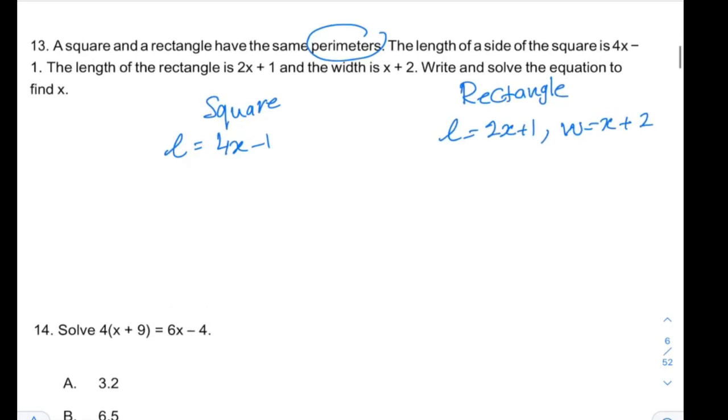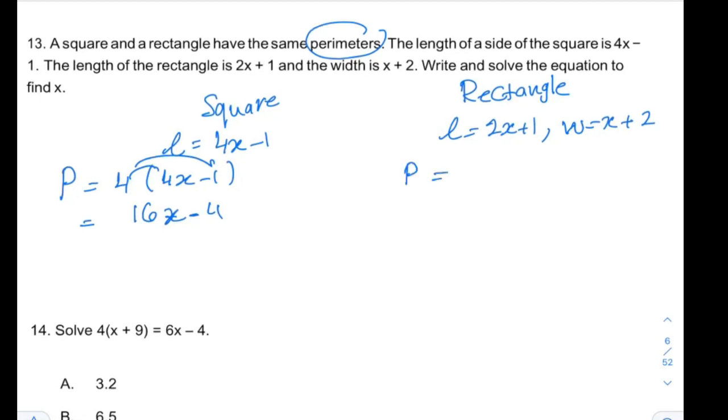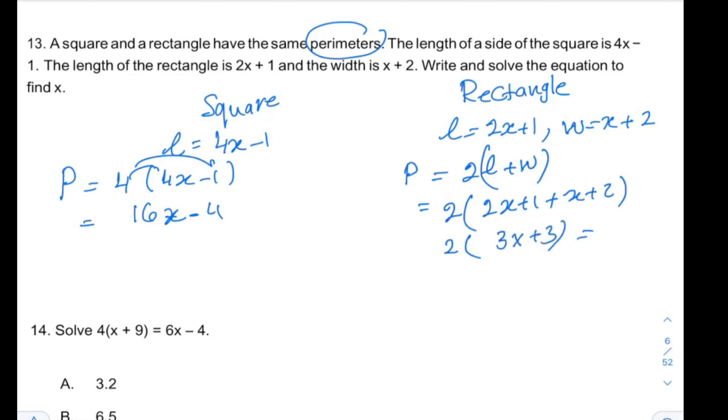So first of all, we will find the perimeter of the square. Since the square has all equal sides, that means the perimeter is 4 times the length, which is 4 times 4x minus 1. And this, after distribution, will be 16x minus 4. And for the rectangle, the perimeter is twice the length plus the width. So we can add the length and the width and multiply the sum by 2. So this will be 2 times 3x plus 3, which is 6x plus 6.